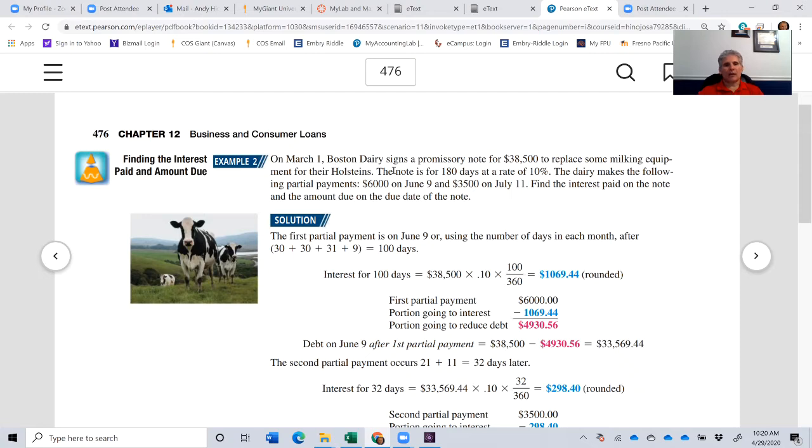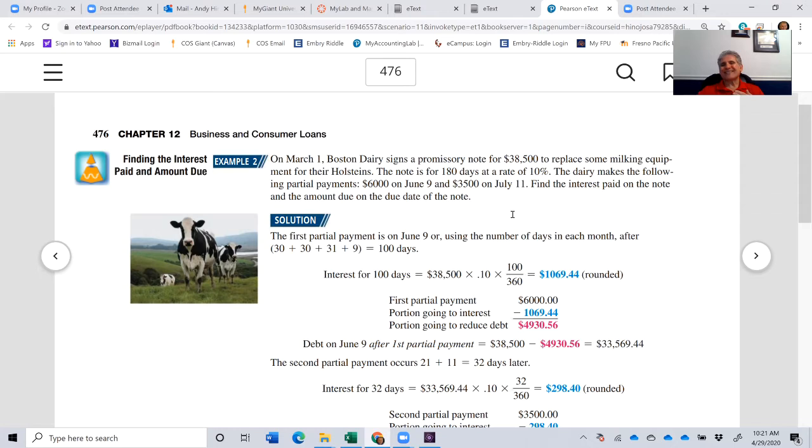On March 1st, Boston Dairy signs a promissory note for $38,500 to replace some milk equipment for their Holsteins. The note is for 180 days at a rate of 10%. The dairy makes the following partial payments: $6,000 on June 9th, $3,500 on July 11th. Find the interest paid on the note and the amount due on the due date of the note.